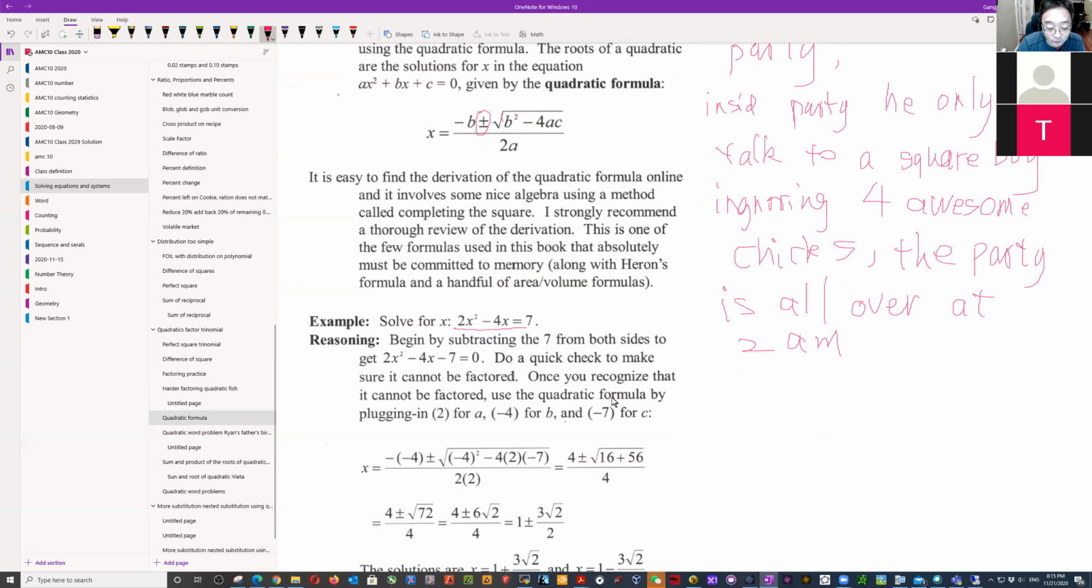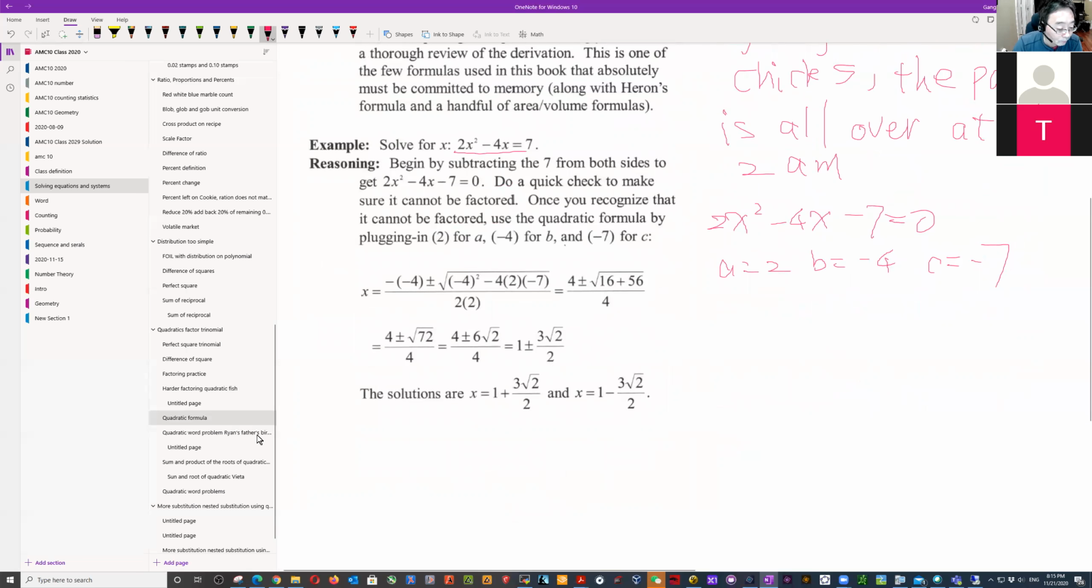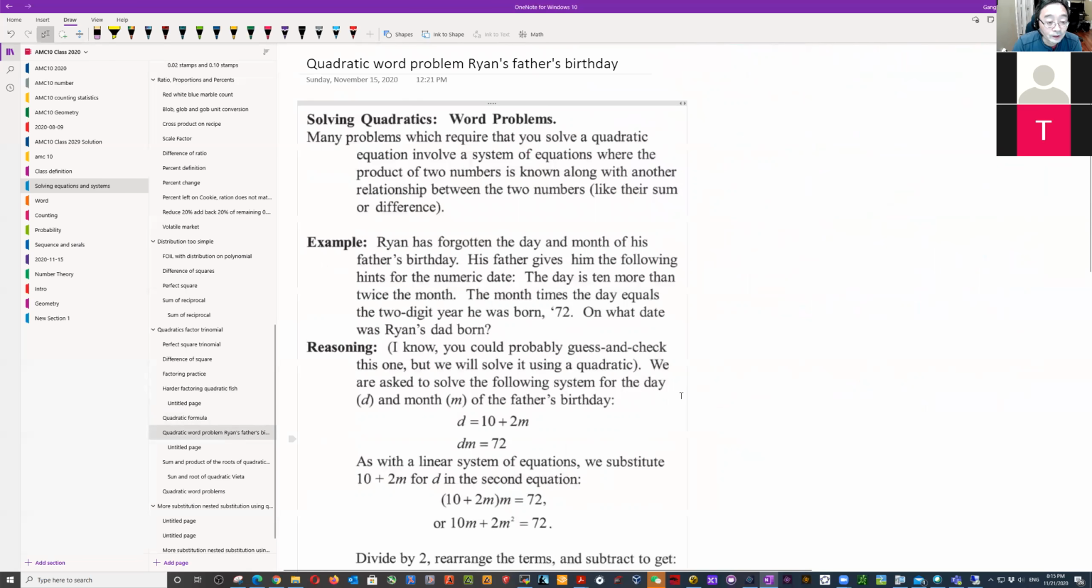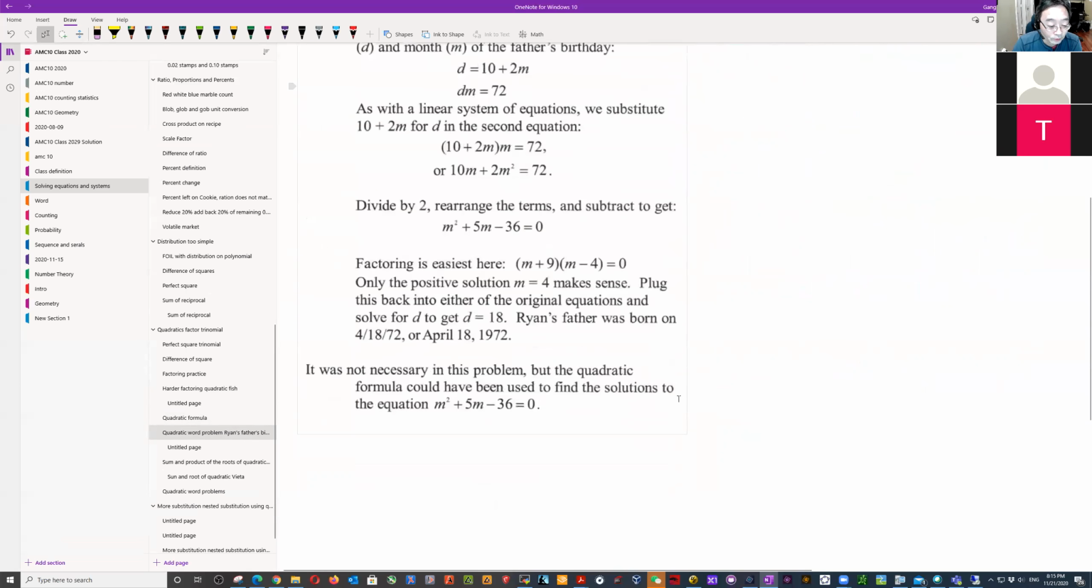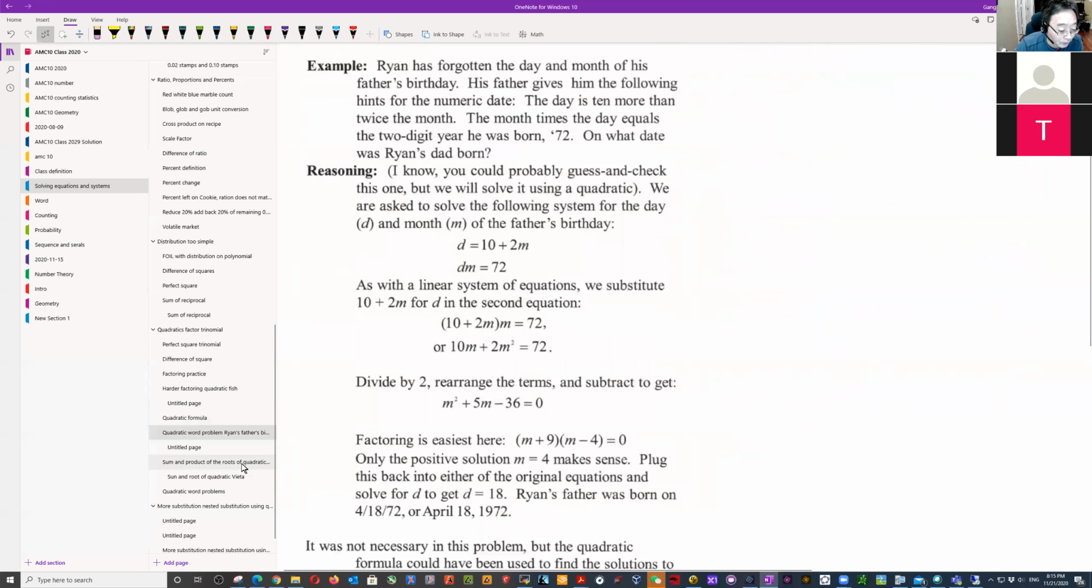You have to move everything to the right side. So basically x squared minus 4x minus 7 equals 0. Then the best way is to use the formula: just write out all the parameters, a equals 2, b equals -4 and c equals -7, and then you are able to solve this problem. So this is solving the quadratic equations.